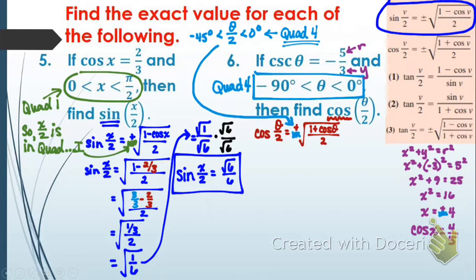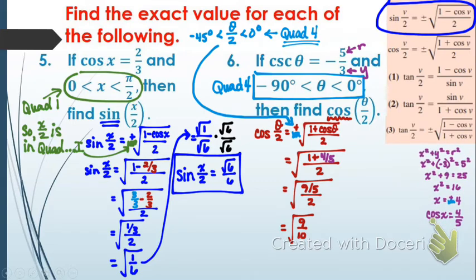So now I have a value that I can substitute in. Big ol' square root, 1 plus 4 over 5 over 2. What's 1 plus 4/5? Yep. 9 over 5, all over 2. What's half of 9/5? 9/10. Can I leave it like that? Absolutely not, please. Can I simplify the numerator or the denominator?